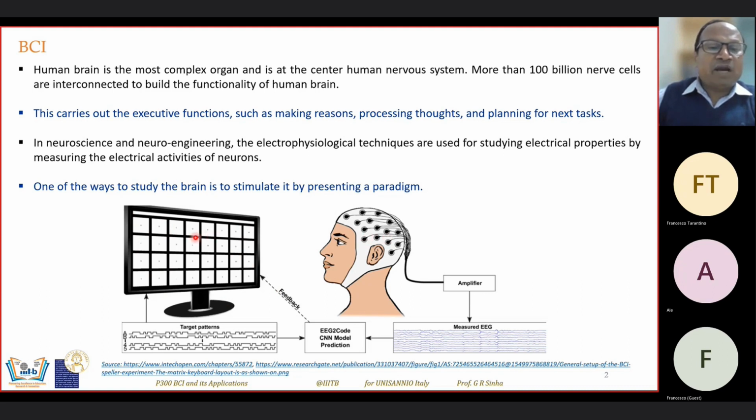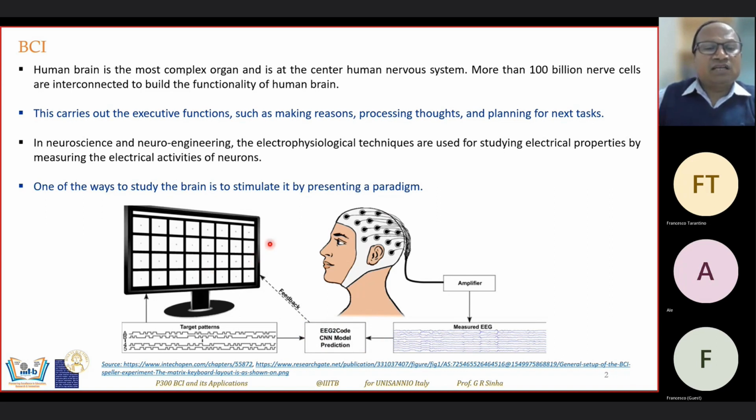The person watches those patterns or letters or pictures, whatever, and then this stimulus causes certain parts of the brain to react, and that reaction is recorded. What we are generally using is biosignal processing, which we have discussed in previous lectures, and then we amplify and so on. We measure the EEG signal, then the EEG can be analyzed, classification can be done, and the feedback can be given to this device.